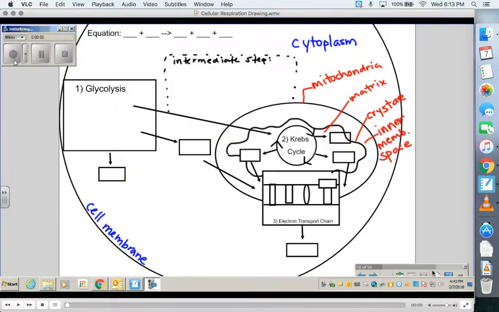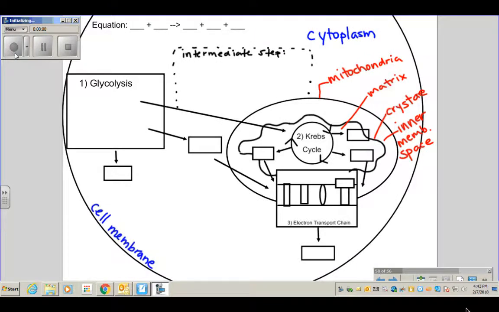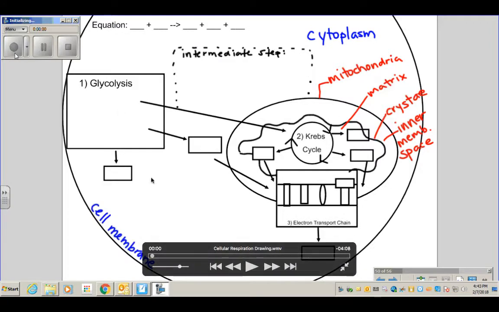Hello, welcome to my video, and we're going to talk about cellular respiration in this video. So you are going to want to find the page that has a diagram that looks like this. Draw the basics of what I have on the diagram.